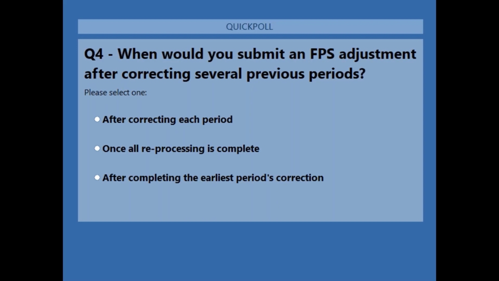So you've had to correct several previous periods. You now need to send an FPS adjustment. When would you do this? Either after correcting each period, so one for each period when you're correcting, once all reprocessing is complete, or after completing the earliest period's correction. So at which point would you need to submit the FPS adjustment?